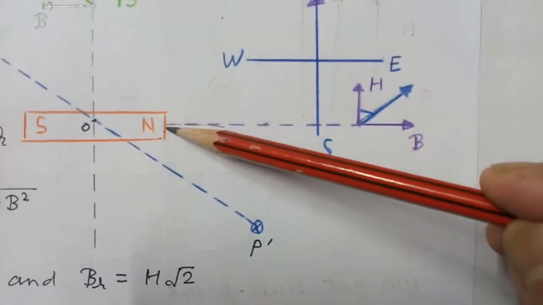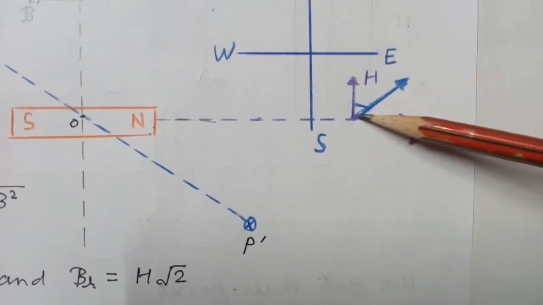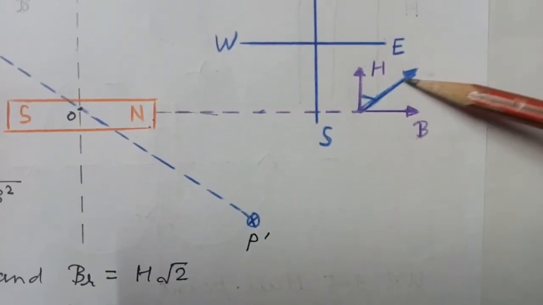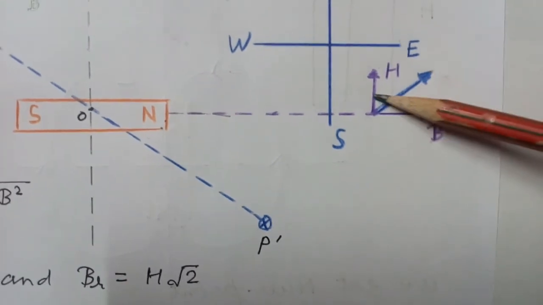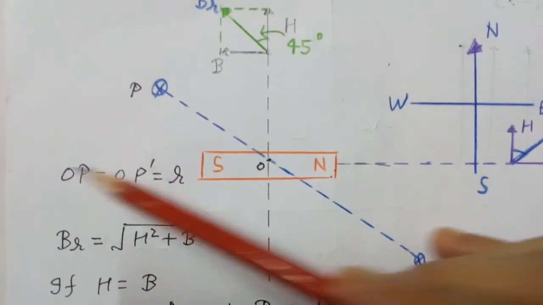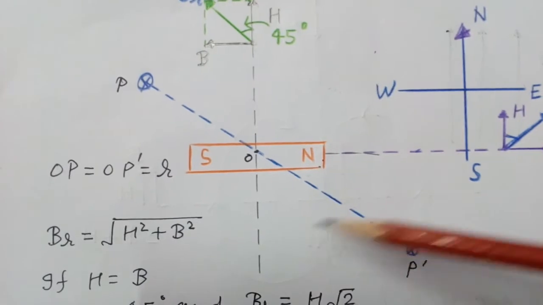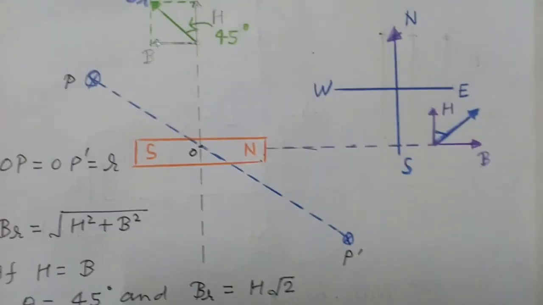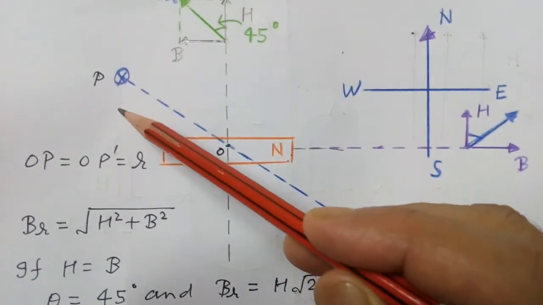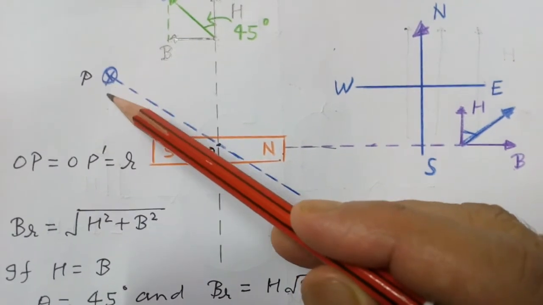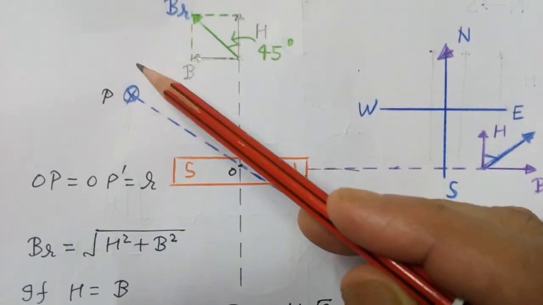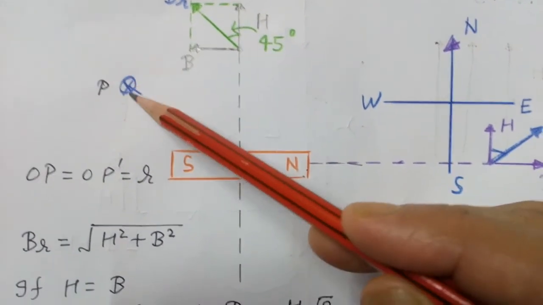Similarly on axial position also, at a point where H is equal to B, resultant magnetic field is along this direction, along this arrow. This angle is also 45 degree. You will get a point here also, where angle is 45 degree with the direction of Earth's magnetic field. And at this point P, B due to magnet will be in south direction, and due to H, Earth's magnetic field is towards north direction. If B is equal to H, we will get null point here.